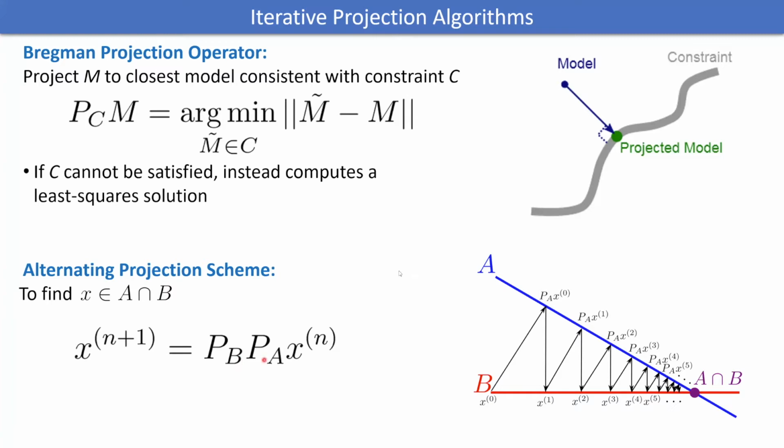So graphically, this corresponds to the image on the right, where here, if we start at x0, you apply PA to project it to the closest point on the A constraint, and then PB to project it back to B, and then back to A, back to B, over and over again, until you eventually converge to something consistent with both constraints, in this case, this purple intersection point.